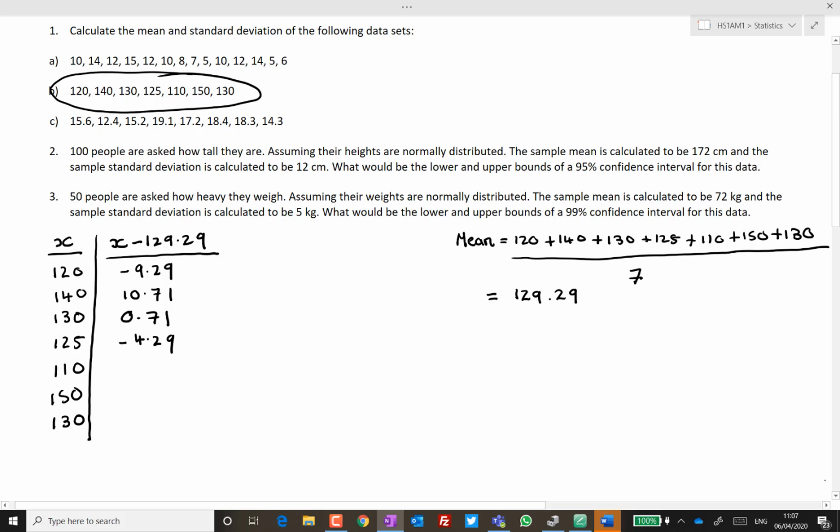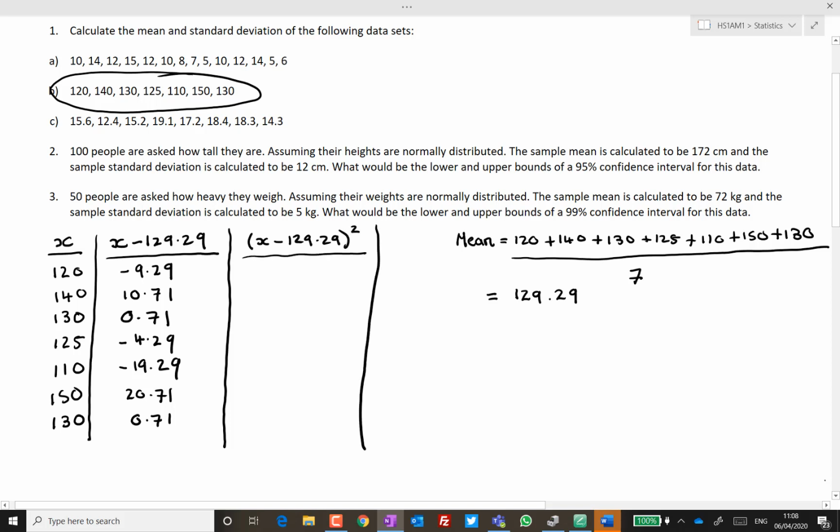110 minus 129.29, give me minus 19.29. 150 minus 129.29, give me 20.71. And then finally 130 minus 129.29, give me 0.71. So my next column is to do my X minus 129.29 and then square it. So I basically need to square each one of these values here.